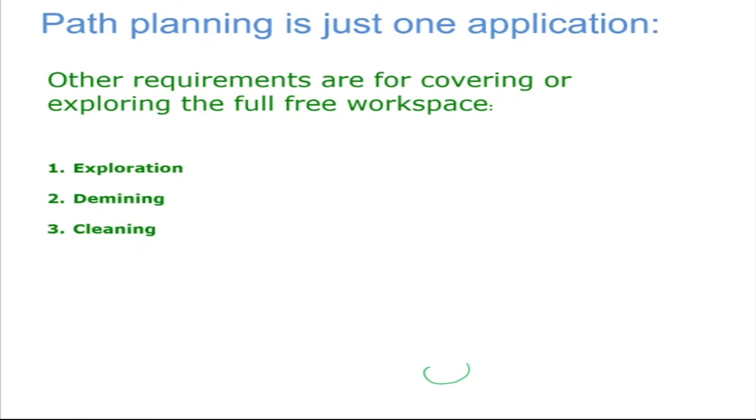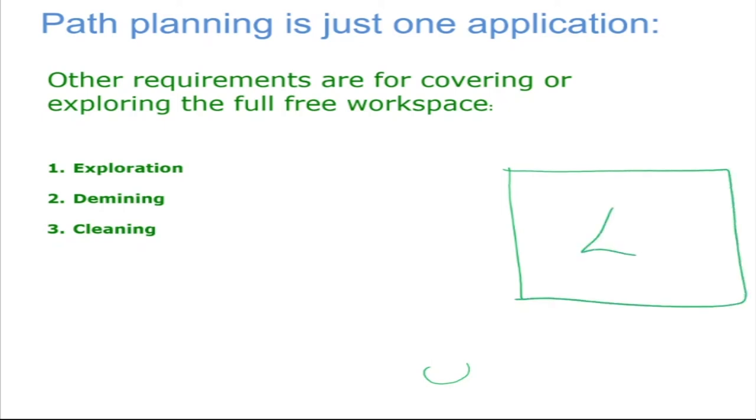Now, path planning is not just about finding a path. If, for example, we have a workspace and an obstacle space, and I want to go from this point to this point, one application is just to find a path avoiding obstacles. But there are other requirements for covering or exploring the full workspace. Exploration means, suppose the robot doesn't know that there is an obstacle here. It has to explore this area and find out where the obstacles are, where the paths are.